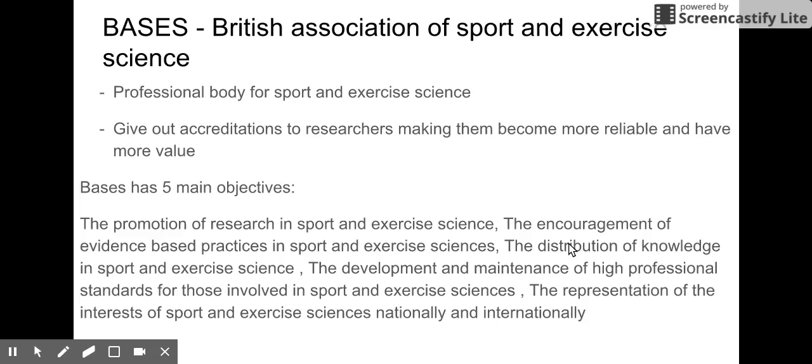So BASES is the British Association of Sport and Exercise Sciences. It's a professional body for sport and exercise science. They give out accreditations to the researchers, making them more reliable and giving them more value.